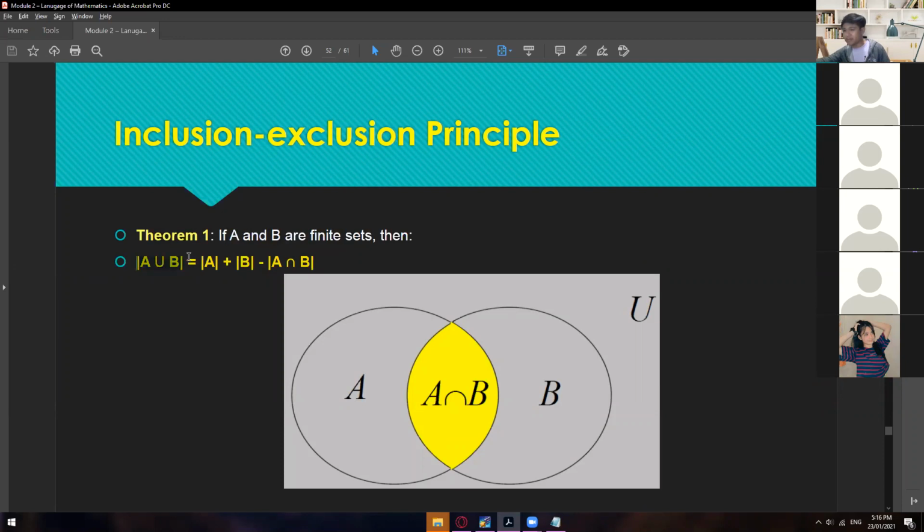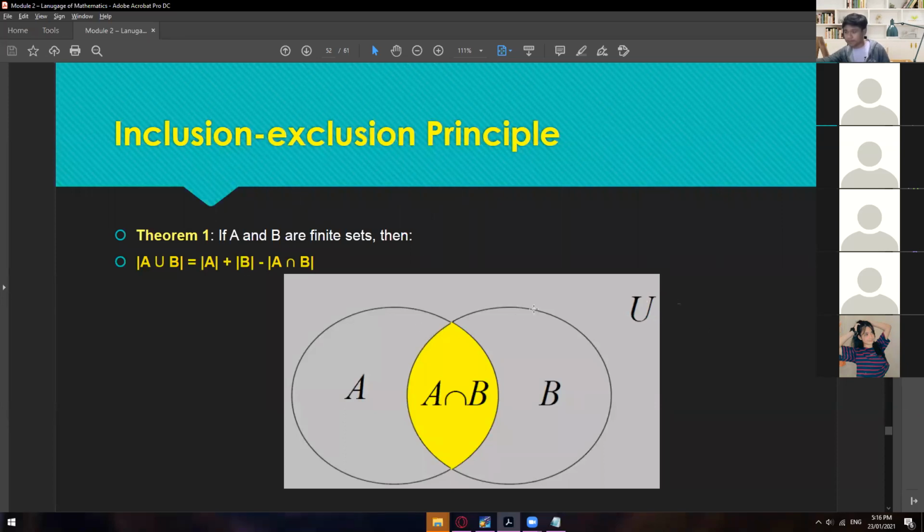So here's the formula for theorem number 1, wherein we're trying to get the cardinality of A union B. Okay, so if you're going to expand this one, so A plus B minus A intersection B. Okay. So we'll combine everything and then remove their common elements. So in here, yeah, it's quite logical because it's A union B. So here's the Venn diagram for theorem number 1. So for theorem number 1, you're trying to get the total cardinalities or the total elements of those two sets.